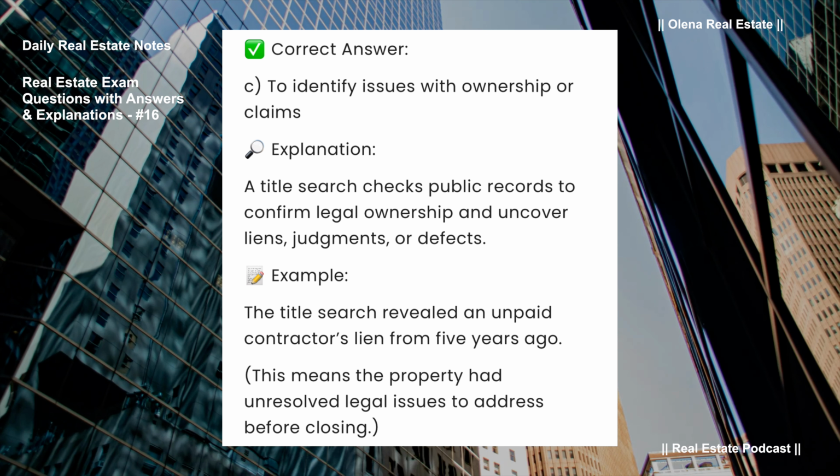A title search checks public records to confirm legal ownership and uncover liens, judgments, or defects. For example, the title search revealed an unpaid contractor's lien from 5 years ago. This means the property had unresolved legal issues to address before closing.